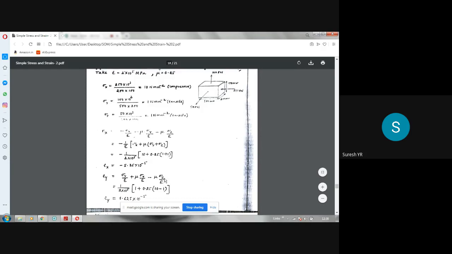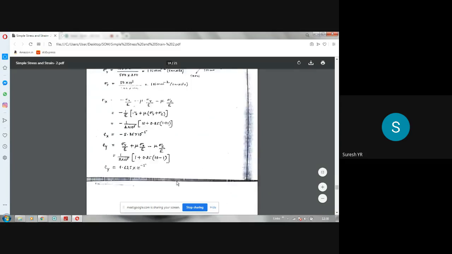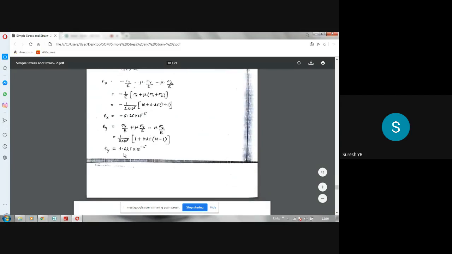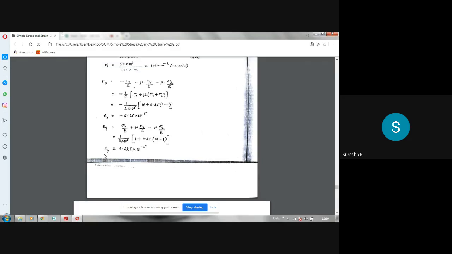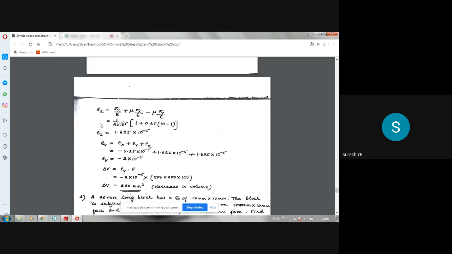Next, due to sigma z. Sigma z is tensile in z direction. Therefore, it should be compressive in y direction, opposite nature. So minus term will come. Mu into sigma z by E. So here also you just substitute the values and simplify. You will get Ey is equal to 1.625 into 10 power minus 5. No units for that. Next Ez. So strain in z direction due to all the three.